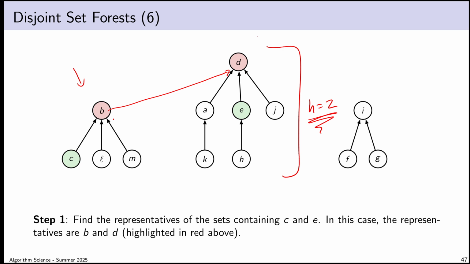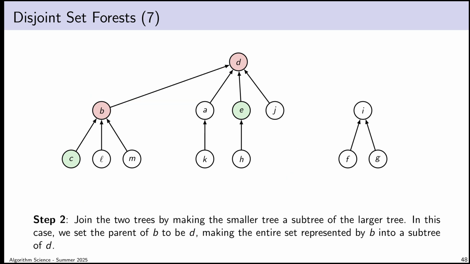And we've already seen evidence that the height of the tree is going to play into the running time of operations. So we're going to encode that into our union operation. When I perform a union, I'm going to make the smaller tree, the one with the fewest elements, not necessarily the smallest height, but the fewest elements, a subtree of the larger tree. And that's step 2. Join the two trees by making the smaller tree a subtree of the larger tree.